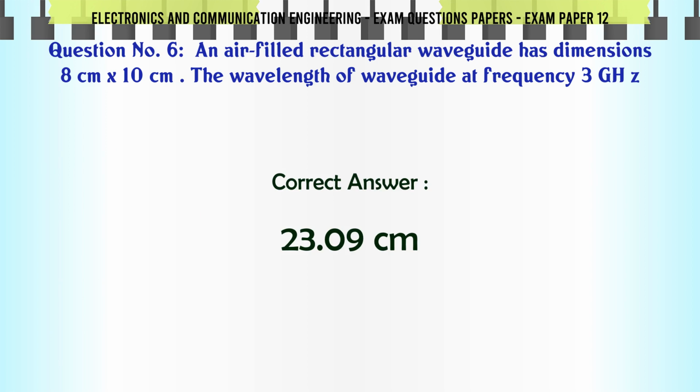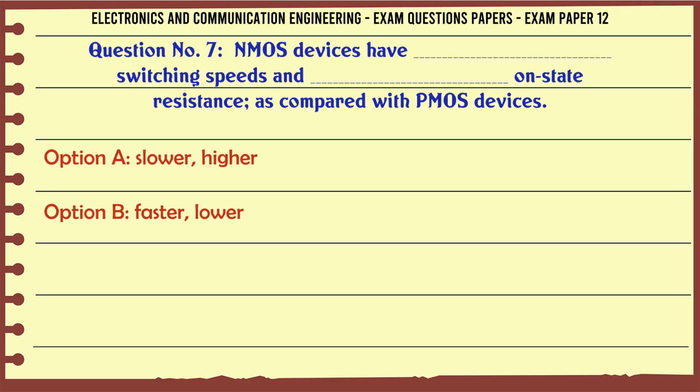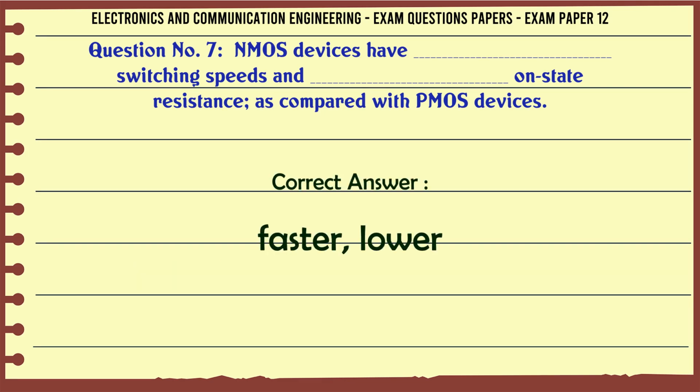NMOS devices have switching speeds and on-state resistance as compared with MOS devices. A slower higher, B faster lower, C faster higher, D slower lower. The correct answer is faster lower.